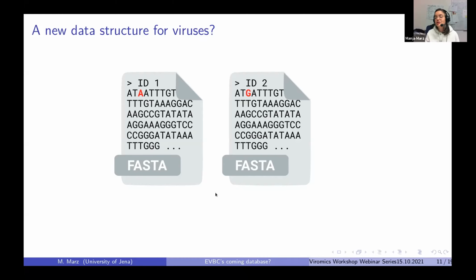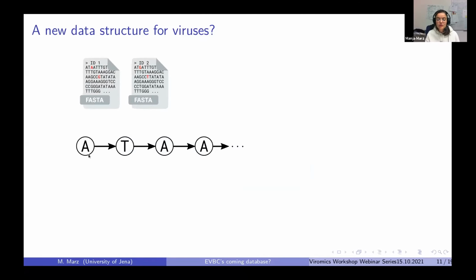And that's why people think about how to store the data in a different way. One approach comes from the field of pangenomics, where you store each nucleotide as a node in a graph.